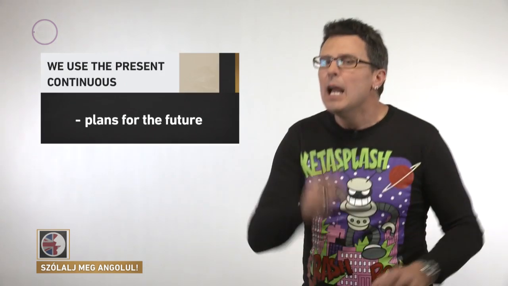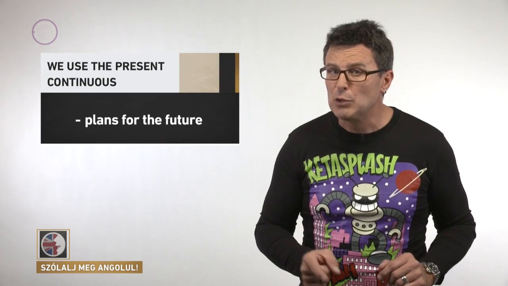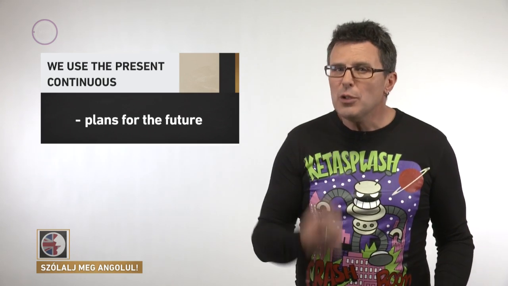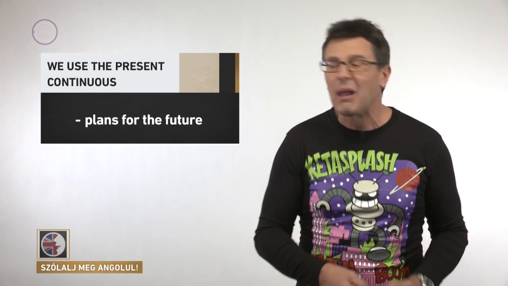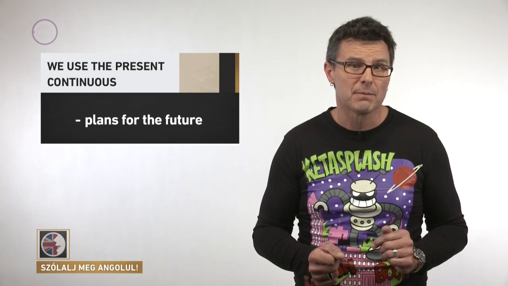So, let's recap, shall we? We know that we basically use will and going to when we want to talk about the future in English. Okay, but we can also use the present continuous to talk about the future, can't we? Yes. We also use the present continuous to talk about future plans. It's very similar to using going to.